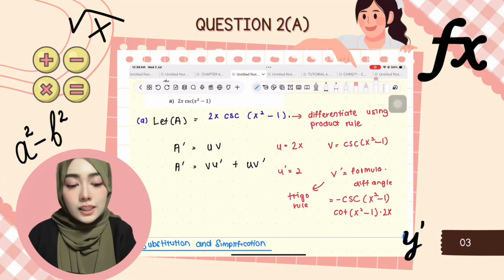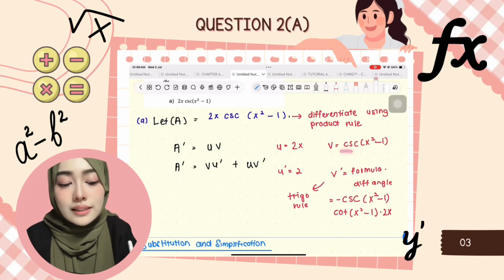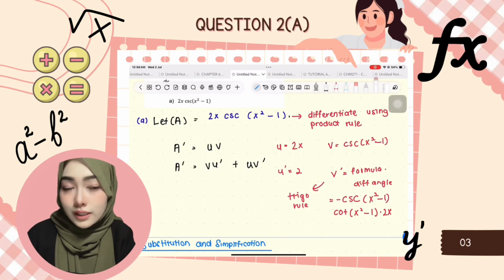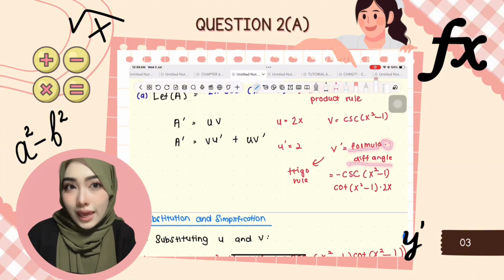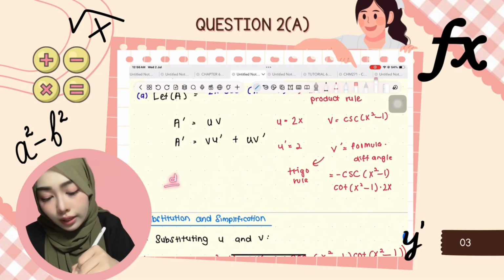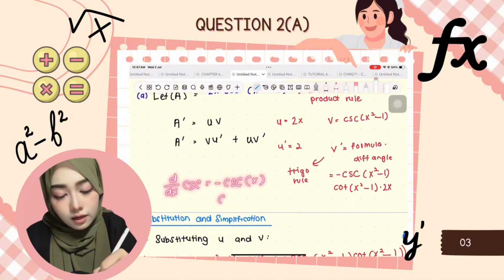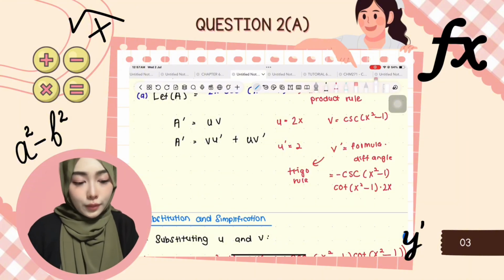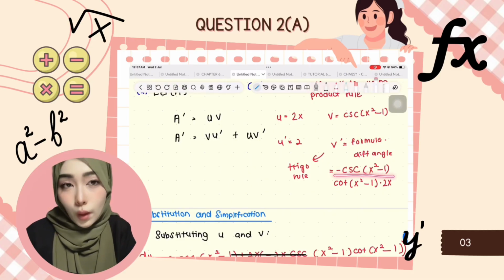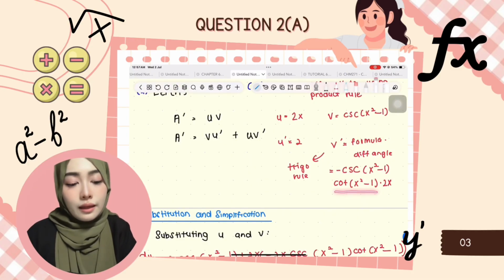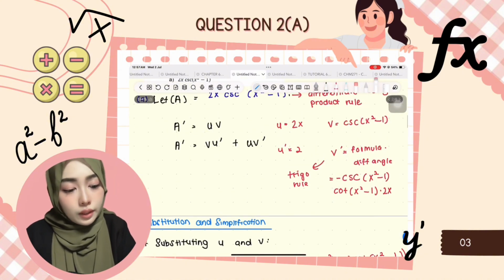And to differentiate cosec(x² − 1), we are going to use the chain rule. Why the chain rule? Because there is cosec, which is a trigonometric function. So the chain rule is the formula multiplied with the differentiated angle. The formula for cosec is negative cosec x cot x. So we just copy back: we have negative cosec(x² − 1) cot(x² − 1), and lastly we are going to differentiate the angle. So we differentiate the angle right here, we will get 2x.